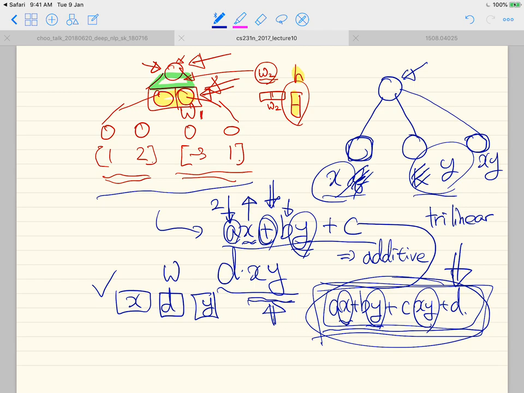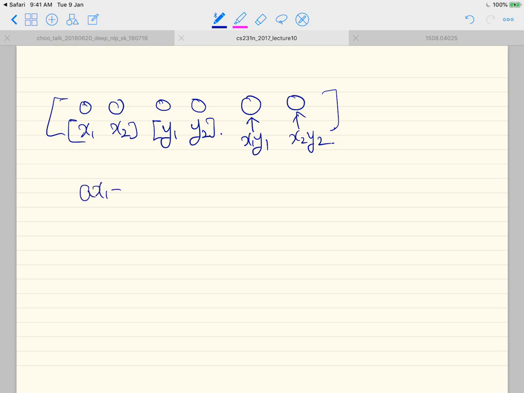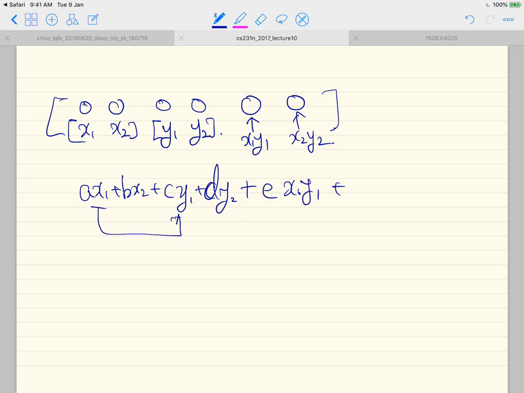And then if we consider this general multi-dimensional version, with y1 and y2, we further concatenate additional nodes corresponding to x1 y1 and x2 y2. Okay, so this is the general form of a trilinear attention module. This is our input vector. So in this case, as you can see, A x1 plus B x2 plus C y1 plus D y2 plus E x1 y1, which considers the product between them, plus F x2 y2, right?